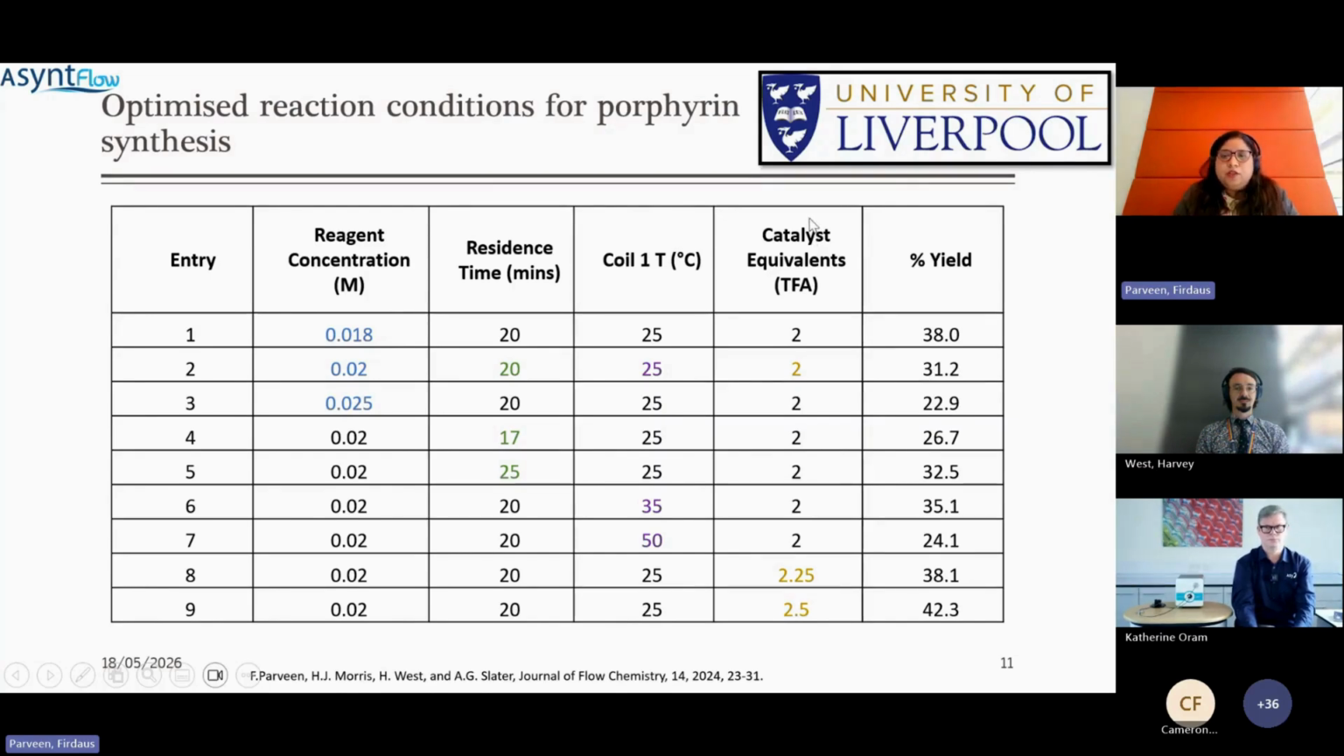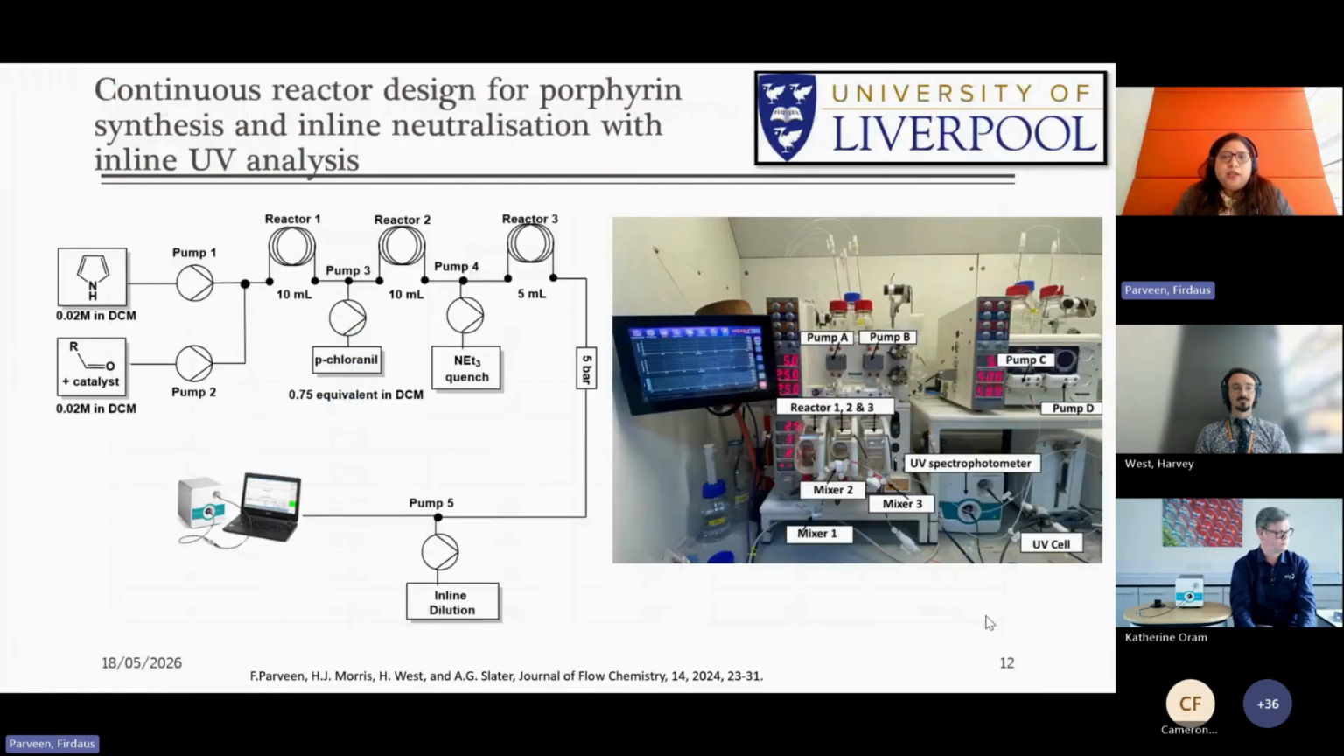the porphyrin. To test the equivalence of the catalyst, we varied it from 2 to 2.5, and there was a positive effect on the yield of the porphyrins. So with this, we found the best optimized conditions were 0.02, 20 minutes residence time, and 25 degrees temperature in coil 1, and 2.5 equivalents of catalyst, giving us 42.3% yield of porphyrin. So we decided to add the neutralization in line, telescoping the process rather than collecting the reaction mixture in batch and purifying it.